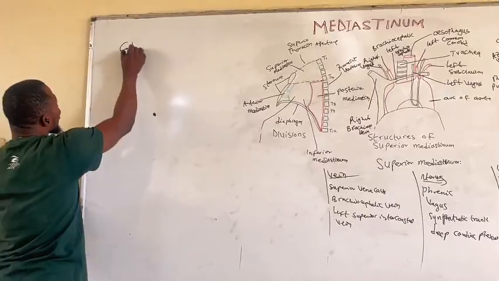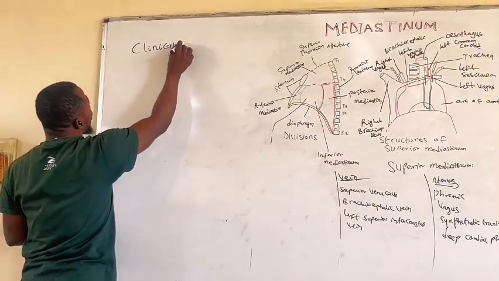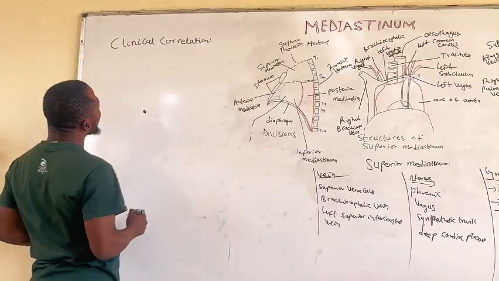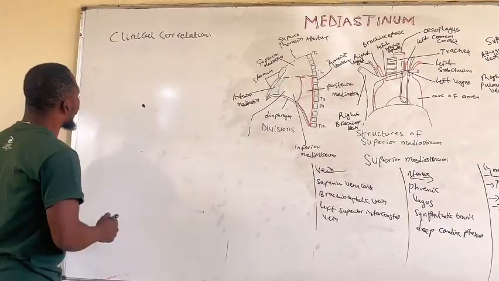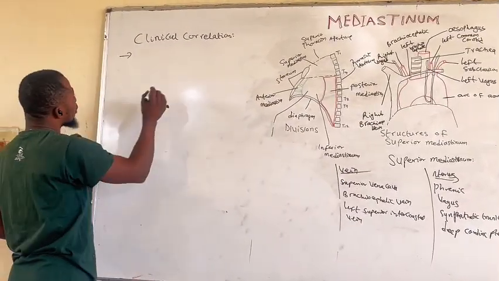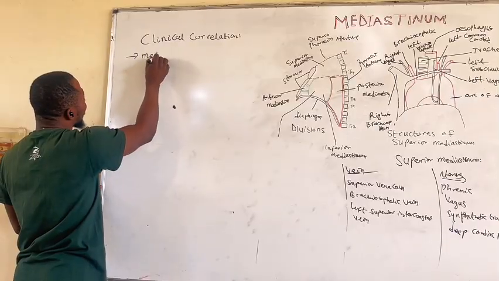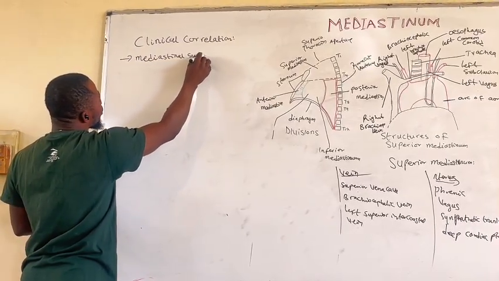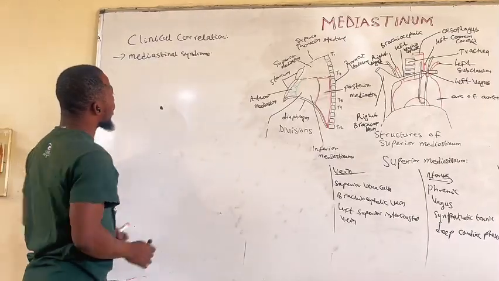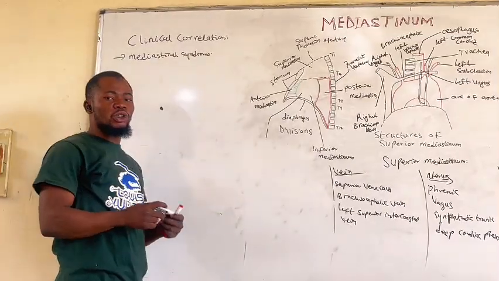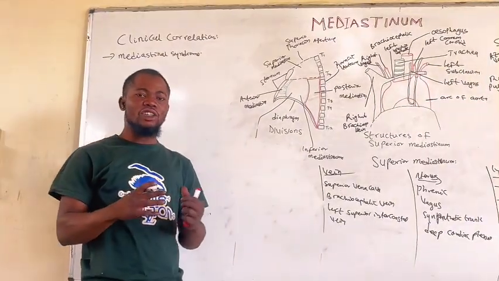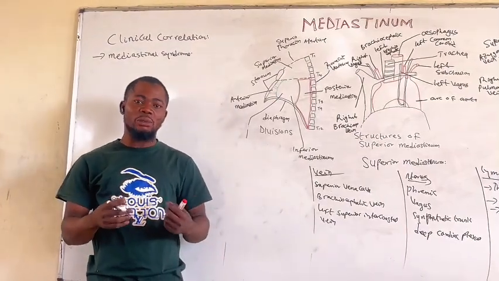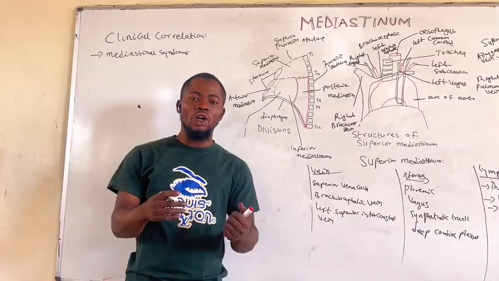The clinical correlation. The clinical correlations of the general mediastinum include: 1. There is what they call mediastinal syndrome. This mediastinal syndrome occurs due to the compression of the mediastinal structures, as the result of a growth in the mediastinum, such as either a tumor or a cyst.